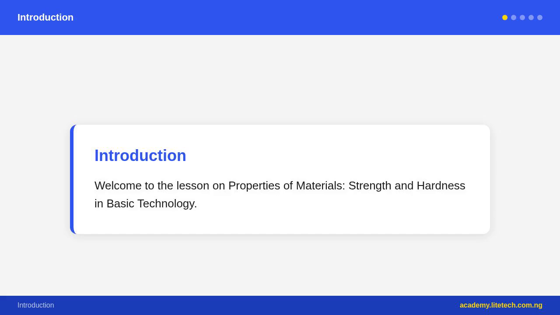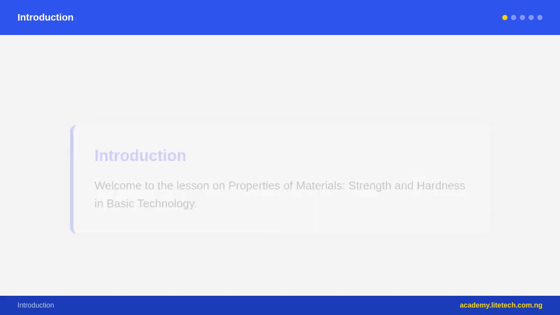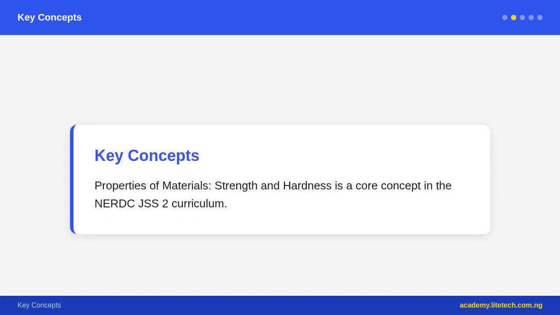Steel has very high tensile strength, this is why it is used in bridges and building frames. Concrete, on the other hand, has low tensile strength, it cracks easily when pulled. This is why concrete is reinforced with steel rods, combining concrete's compressive strength with steel's tensile strength.